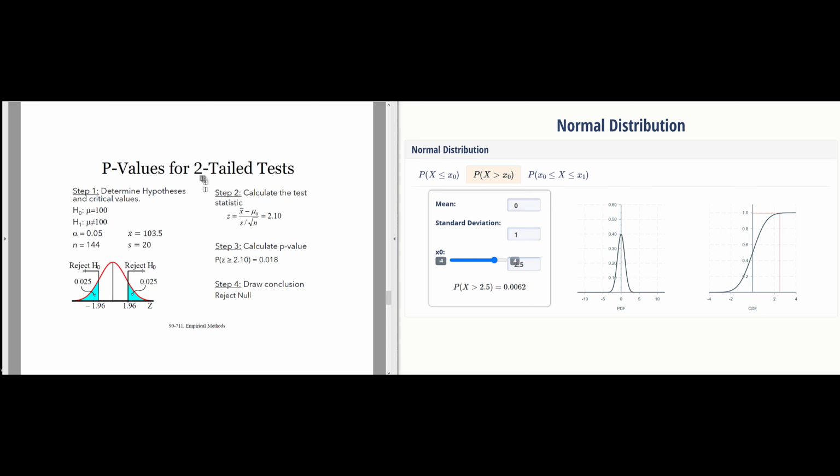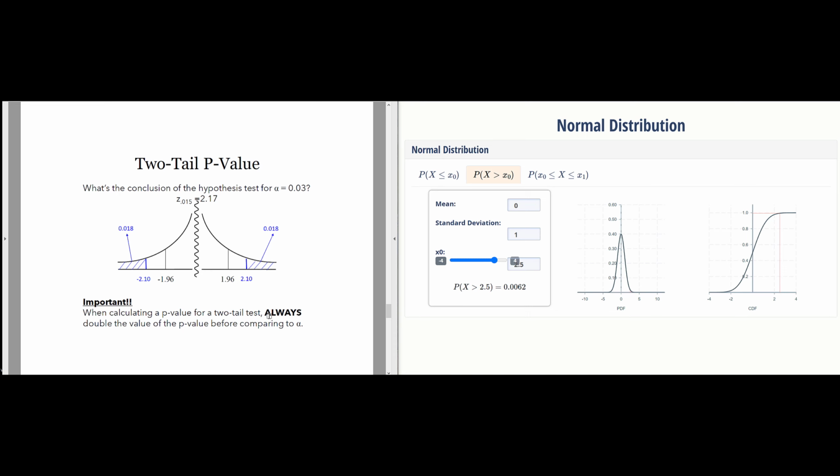All right. We can also do p-values for two-tailed tests. In this case, we're rejecting the null hypothesis if we are far from the mean in either direction. I don't think I'm going to go through those details here.